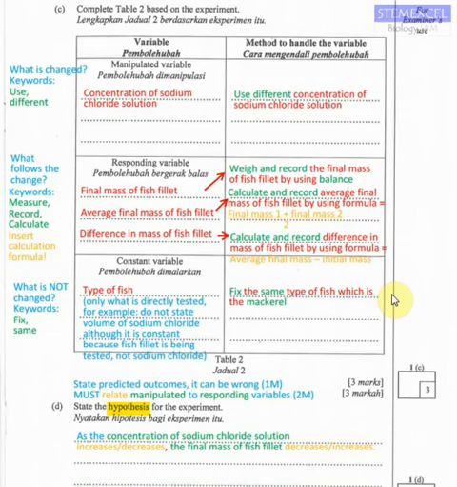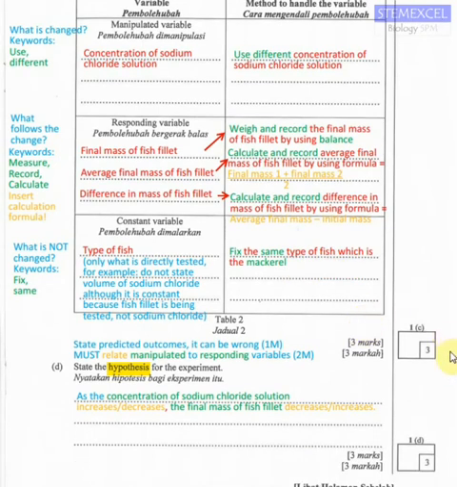And finally, the constant variable, you can say something like fix the same type of fish. In this case it is the mackerel. So the keywords will be fix and also same. So remember all these keywords when you are writing for the method to handle the variable. Next, once you have finished the variable section, you will be required to state the hypothesis.